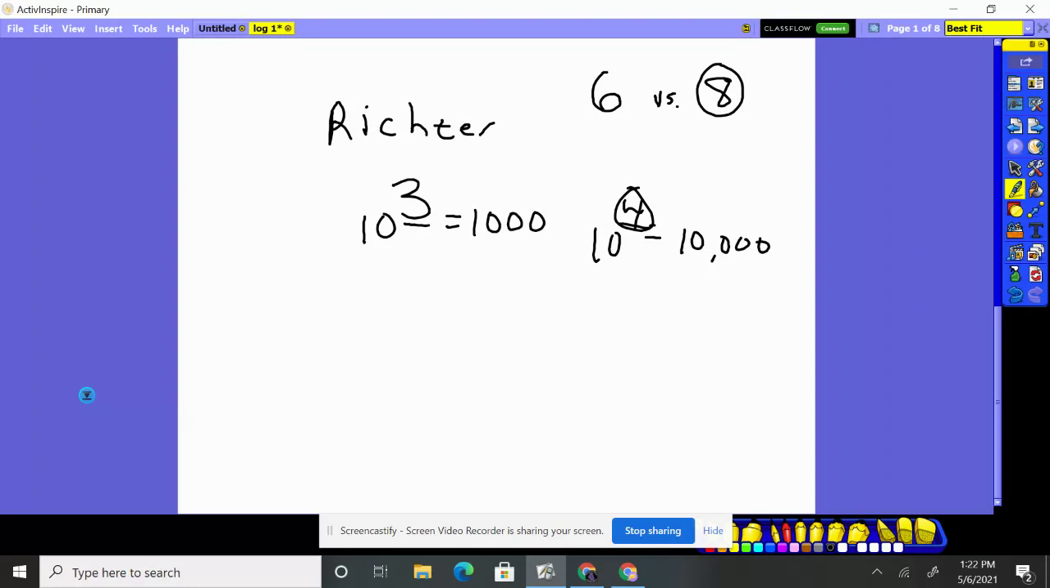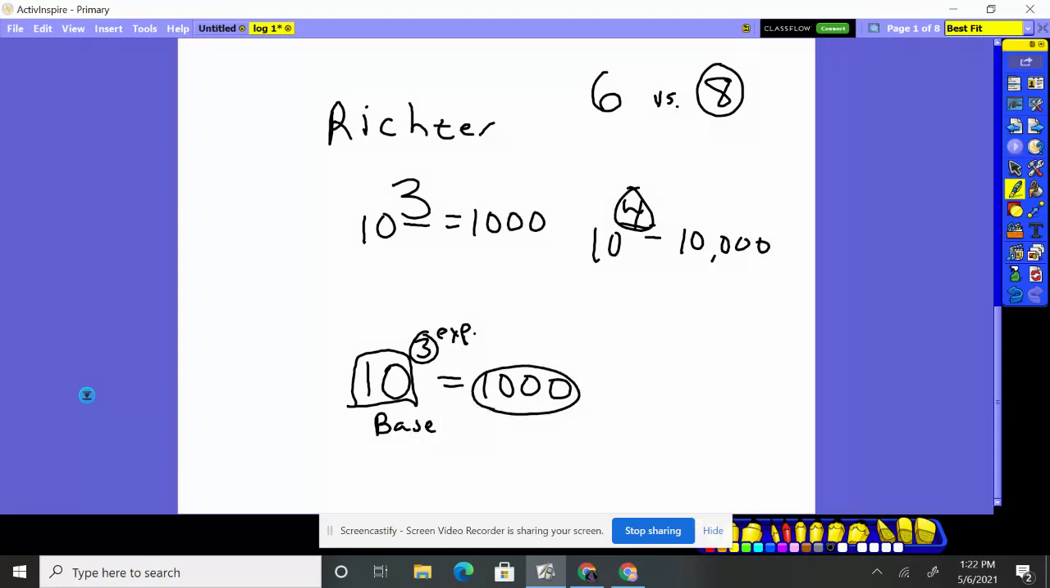Now, if we look at these things, most logs we're talking base 10, but they can be in other bases. But let's say that we just look at a common exponent, 10 to the third equals 1,000. This is your base, right? That's always your base. This is your exponent, which is going to be our answer to a log problem.